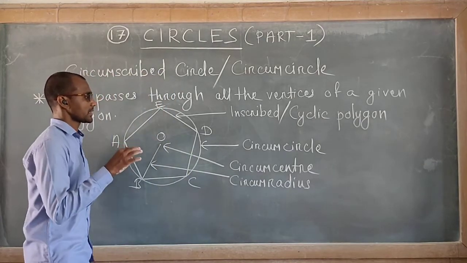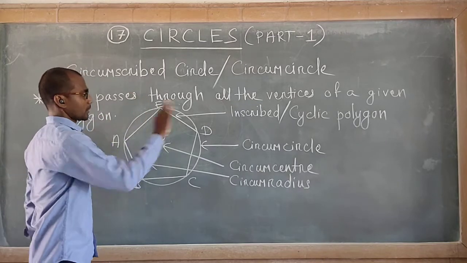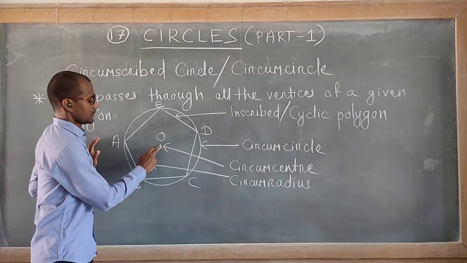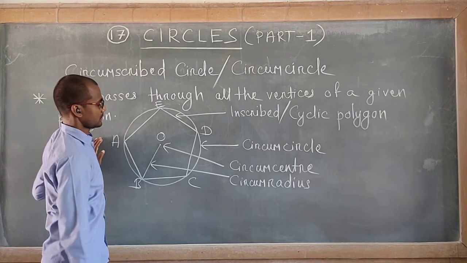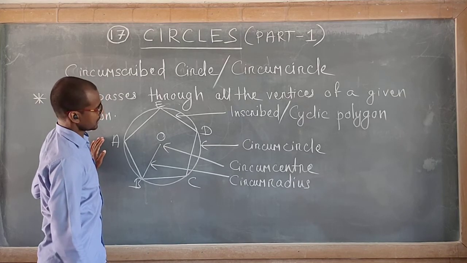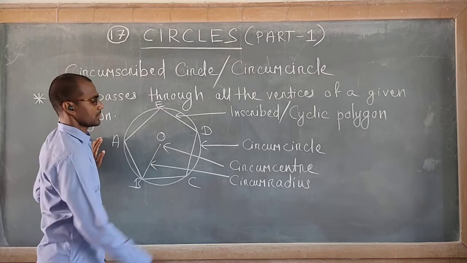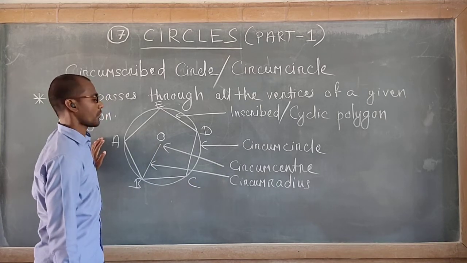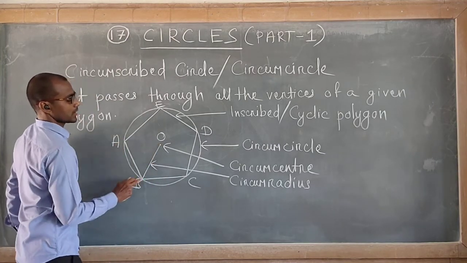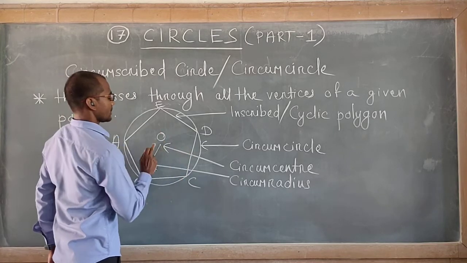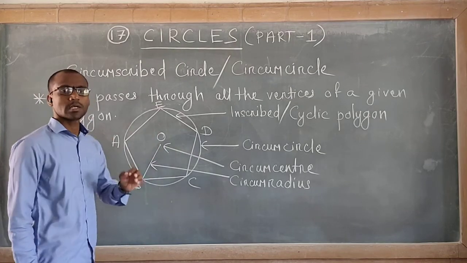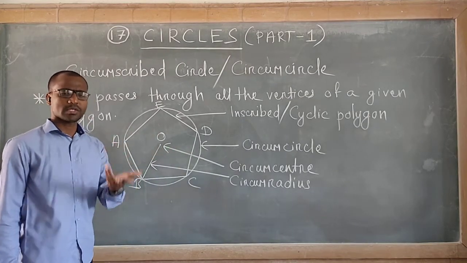Now we have a special thing in this circumcircle. The circumcenter is equidistant from all the vertices of the polygon. Means OA is equal to OB is equal to OC is equal to OD is equal to OE, because each one is a radius. OA, OB, OC, OD, OE are radii of the circle. They will be the same.